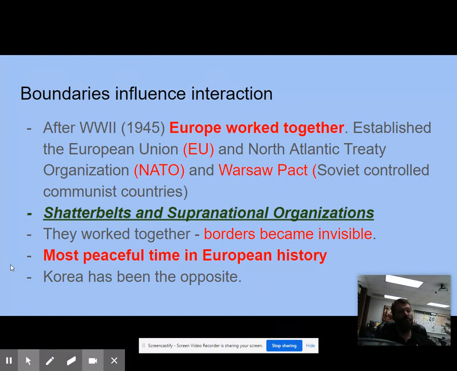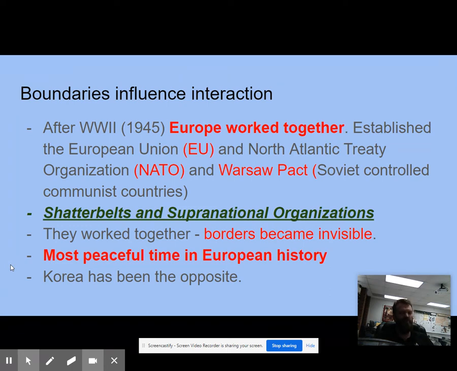The supranational organizations, again, will work together. And the borders become invisible. In Europe, it doesn't really matter. You could go from France to Switzerland without much problem. There's not a lot of operational things that happen at the border anymore. That time after World War II, and it continues to be this way, was the most peaceful time in European history.